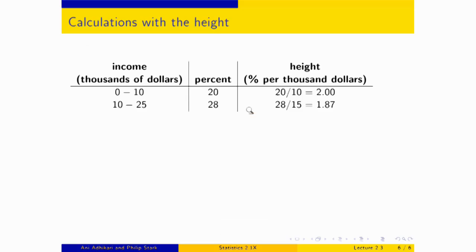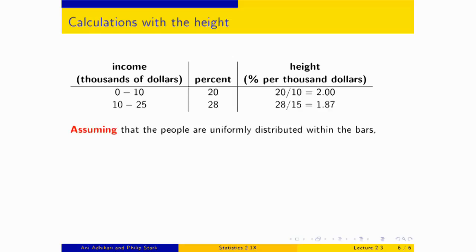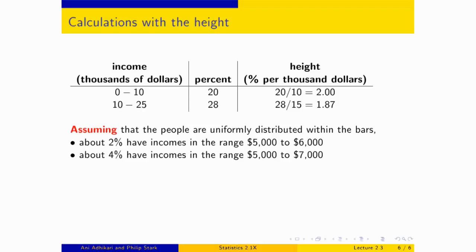Taking a look at the numbers again, what we can tell by the discussion that we've just had is, under the simplifying assumption that people are uniformly distributed within bars, 2% have incomes in the range 5 to 6. So what percent have incomes in the range 5 to 7? Well, that's 5 to 6, followed by 6 to 7. And so 4% have incomes in that range. This is an interval of width 2. And for each one of those units, you have 2% of the people.